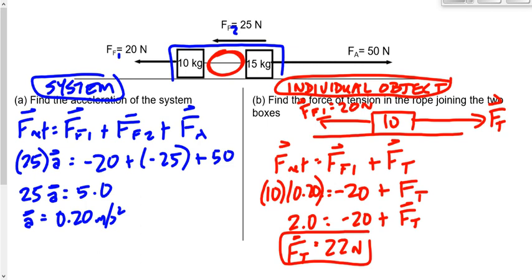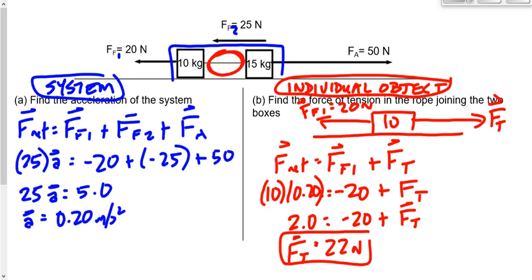Now, what do you think would have happened? I told you guys you could pick whichever object you want to analyze in part B. What do you think would have happened if I had analyzed the 15 kilogram object? What do you think I would have gotten? What do you think the tension would have worked out to be if I had analyzed the 15? The same?